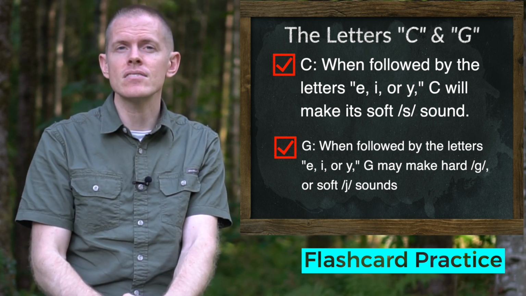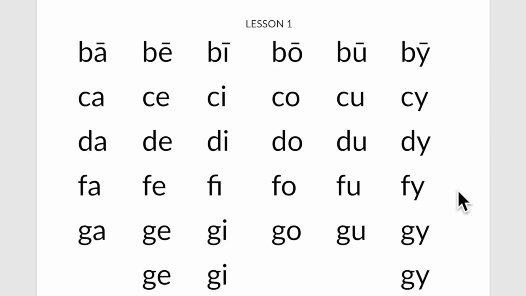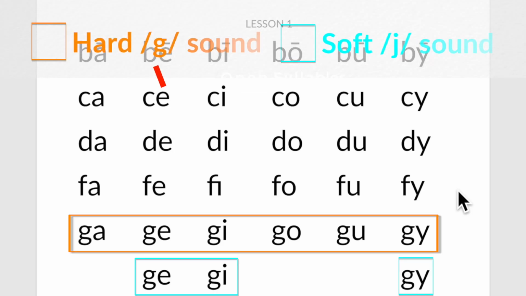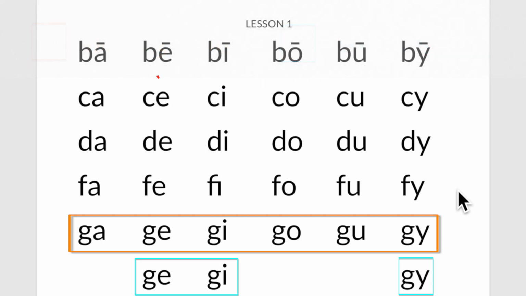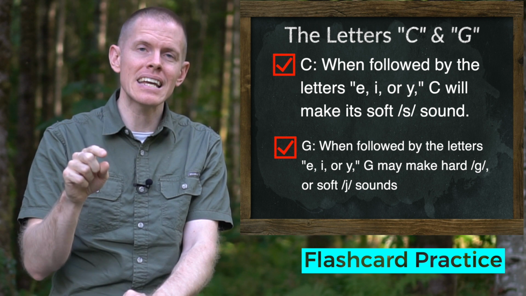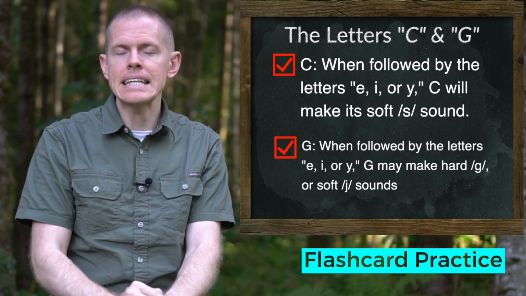So practice doing both. You can do G, A, G, E, G, I, G, O, G, U, G, Y, and just say it with its hard sound: gay, gee, guy, go, goo, guy. And you can also try it with the soft sound after the E, I, and Y. You'd say gay, jee, jai, go, goo, jai, like that. So C and G are special in that they are affected by E, I, or Y at the end.